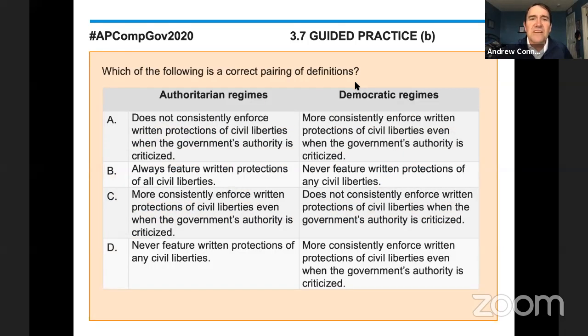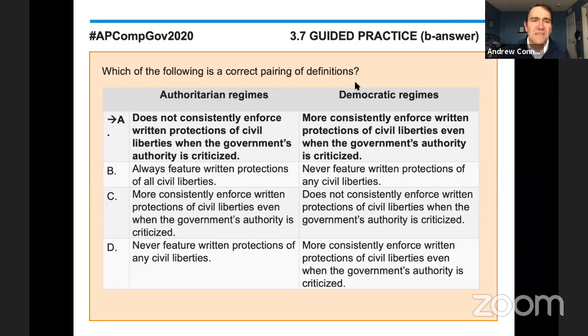How about which is the correct pairing of definitions? So if you have an authoritarian regime on the left and you have a democratic regime on the right, what is the most correct pairing? And that is also letter A, that authoritarian regimes do not consistently enforce written protections of civil liberties, particularly when the government's actions are criticized, whereas democratic regimes more consistently enforce written protections of civil liberties.